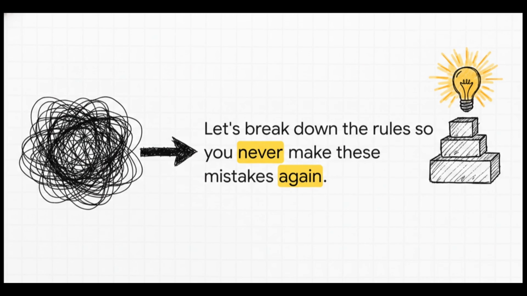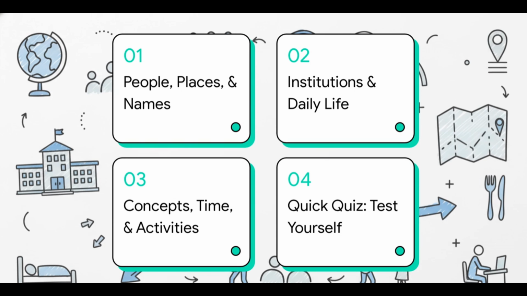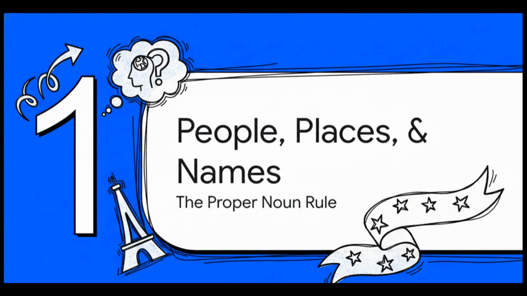Well, don't you worry, because that's exactly what we're going to dive into. We are going to break down the rules step by step and make them so simple you'll never have to second-guess yourself again. So, here's our game plan for today. We'll start with the big stuff, like people and places. Then, we'll get into the nitty-gritty of daily life and institutions. After that, we'll tackle some of those bigger, more abstract ideas, and of course, we'll finish up with a little quiz to make sure it all sticks. Sound good? Let's go. All right, Section 1, People, Places, and Names.